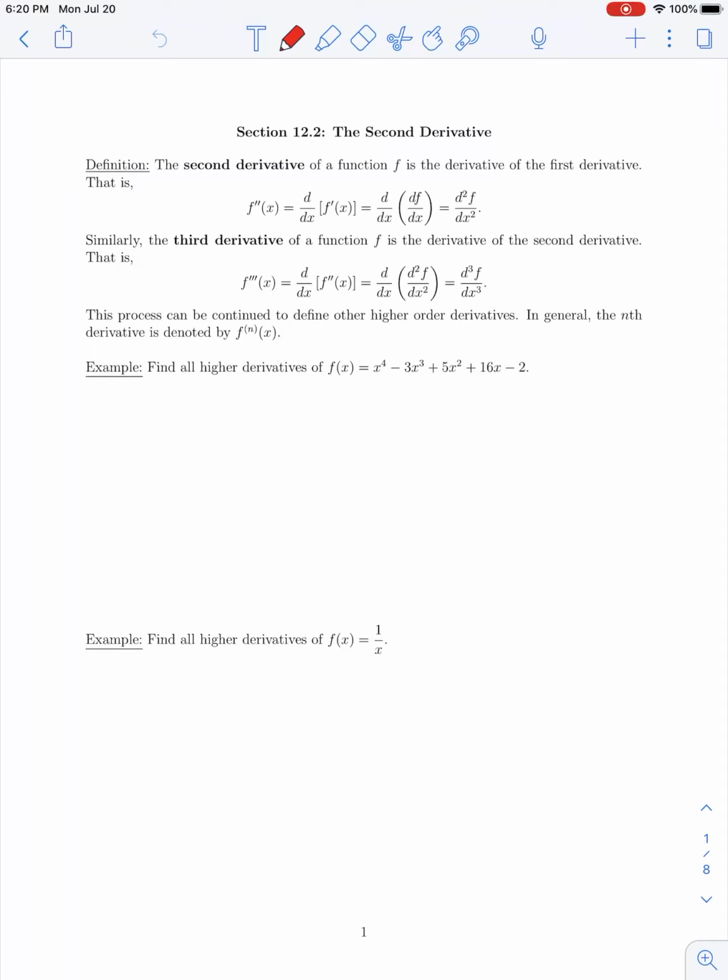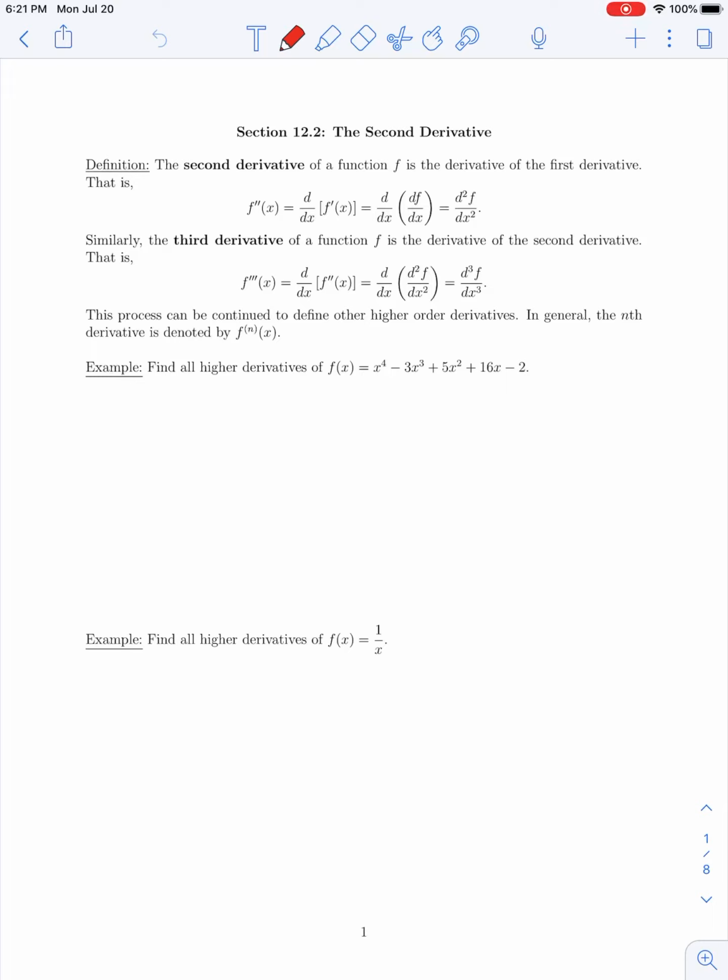Okay, in this lecture we're going to cover our section 12.2 material on the second derivative. In our chapter 11 work, we were finding the first derivative of a function, which gives us the rate of change of that function, or the slope of the tangent line to the graph of that function at a point. And we saw that the derivative of a function is itself a function.